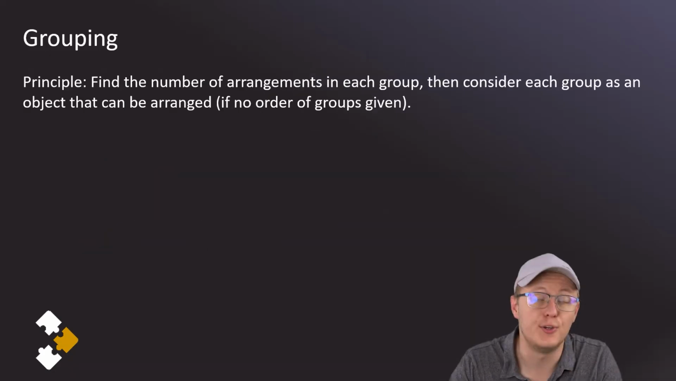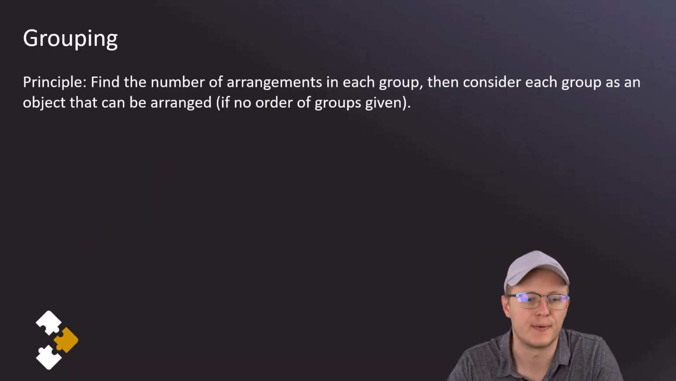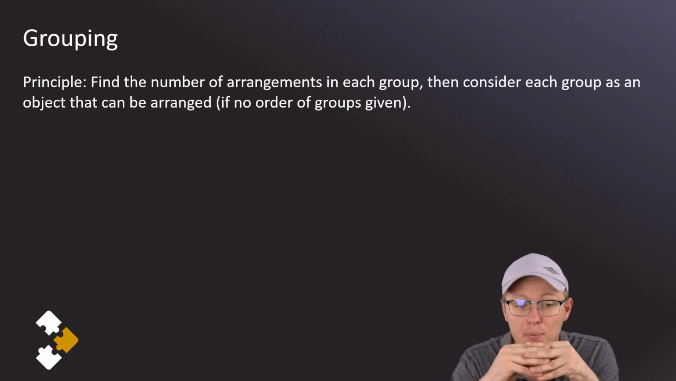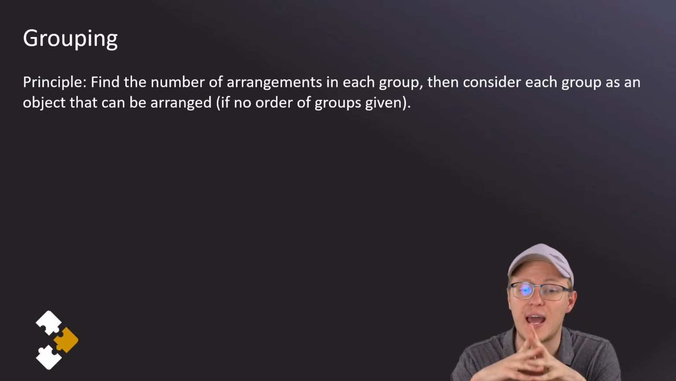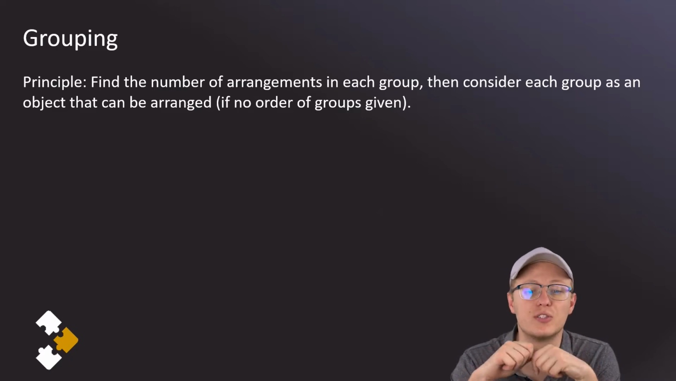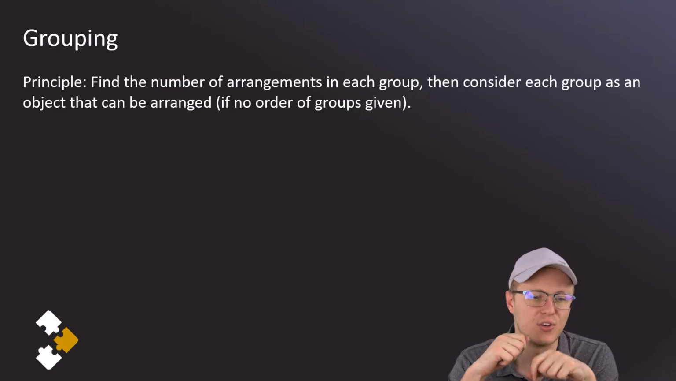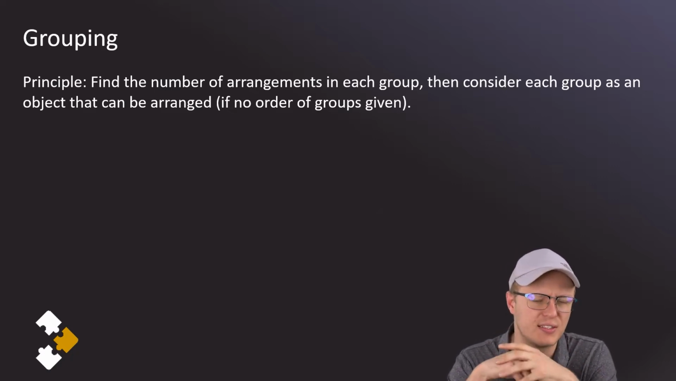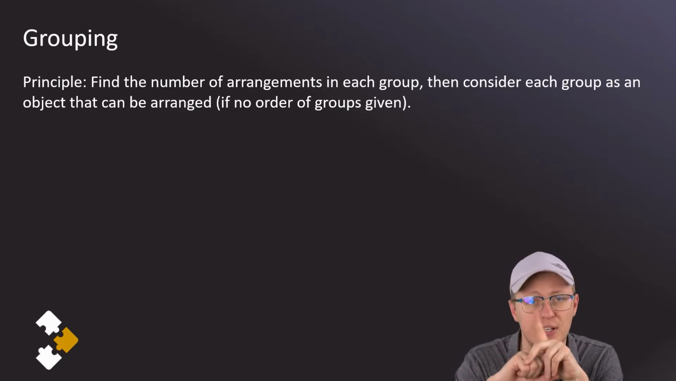Let's now continue and look at grouping. Now, the principle for grouping is quite simple. We're going to find the number of arrangements that can happen within each group, and then we are going to consider each group as an object that can be arranged. And we'll see there it says if no order of groups are given, and we're going to see what that means.